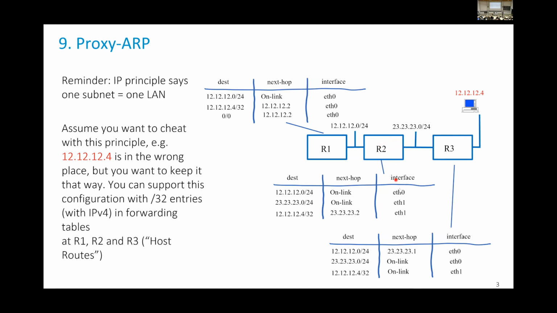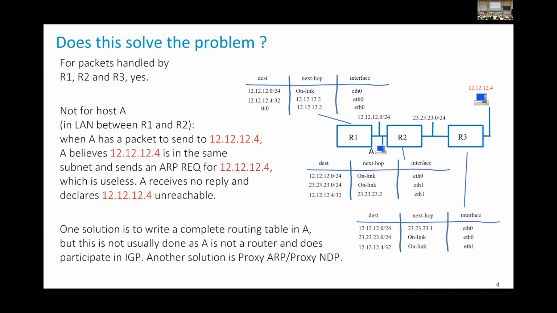And you can do the same in R2. In R2, you can say the normal here is on the left, interface ETH0, and this is a more specific thing, and same in R3. So that takes care of the router configuration tables, and it relies on the fact that we do longest prefix match. So we can do more specific things. So far, so good.